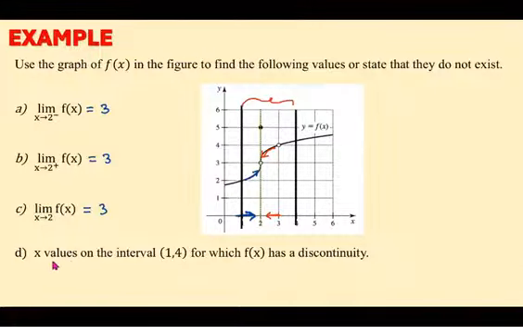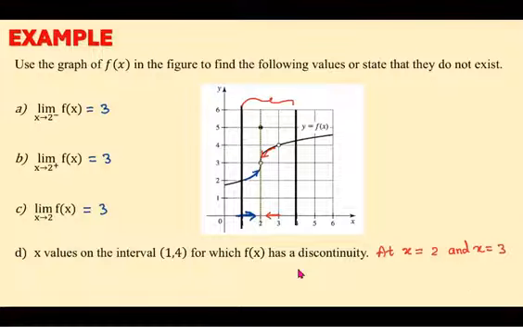In this interval, we have to find the values of x for which the function has a discontinuity. We can see that there is a hole in the graph over here. So the function is discontinuous at x equal to 2. And also there is a hole here, so the function is discontinuous here, which is at x equal to 3. So the function is discontinuous at x equal to 2 and x equal to 3.